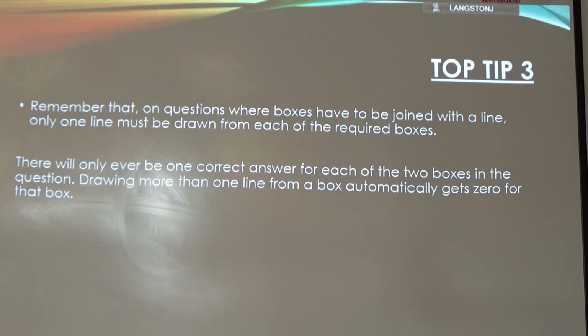Top tip 3. So remember that on questions where boxes have been joined with a line, only one line must be drawn from each of the required boxes. That's what I spoke about just a bit earlier in a couple of slides. There will only ever be one correct answer for each box of the 2 boxes in the question. Okay, so drawing more than one line from a box automatically will get you 0 for that box. So make sure you're really, really careful with that.